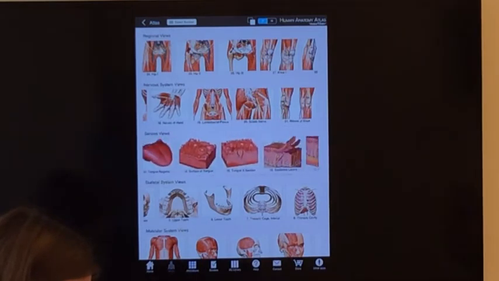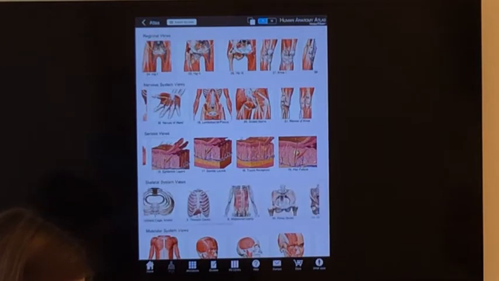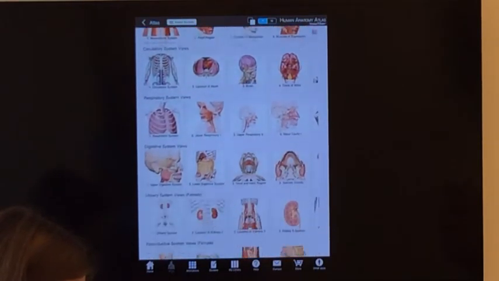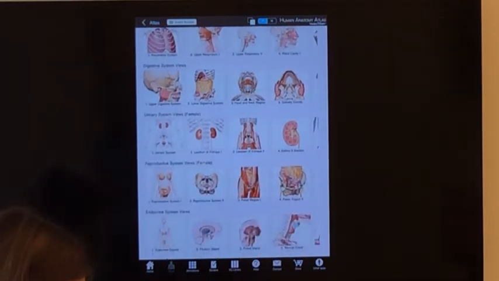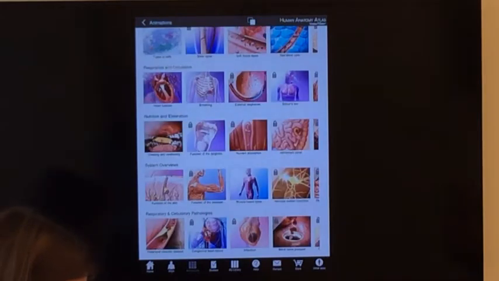The eyes, ears, all your senses, your skin, your 5 senses. Skeletal, you can go through all of these. And as you can see, it breaks it all down. Digestive, reproductive. So it's a pretty neat app. And then you can go to animations, which will actually break down how the body works.